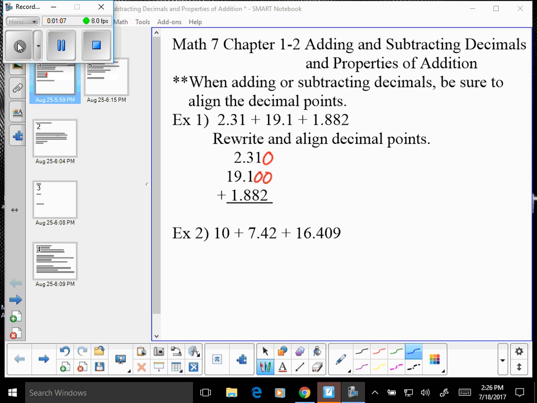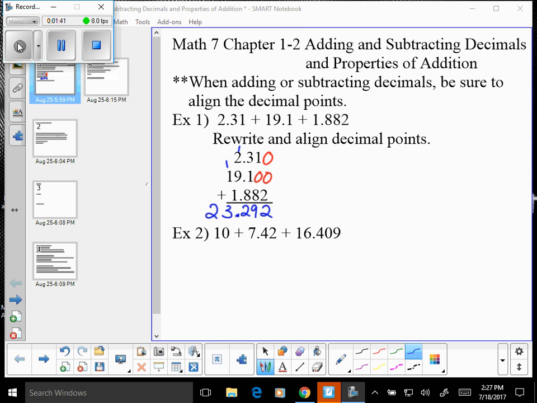0, 0, and 2 is 2. 1 and 8 is 9. 3 and 1 is 4, and 8 make 12. So I write down the 2, bring down the decimal point, and carry the 1. Now here's where I use some properties, and I say to myself, it's a lot easier for me to deal with 1 plus 9, because that's 10. So 1 plus 9 is 10, plus 2 is 12, plus 1 is 13, and then I'm going to carry the 1, and I get 23.292.